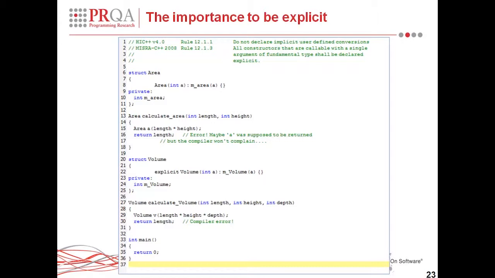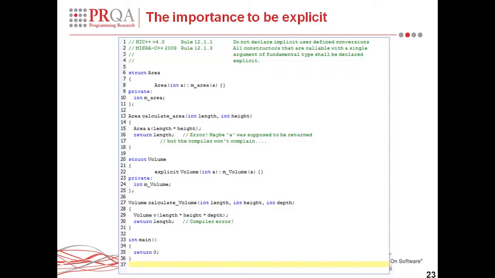And this allows the constructor itself to be used implicitly to convert from the fundamental type to the class type. That is what happens, and therefore the compiler is correct being silent in the case of area. But unfortunately, this doesn't prevent the error from occurring.